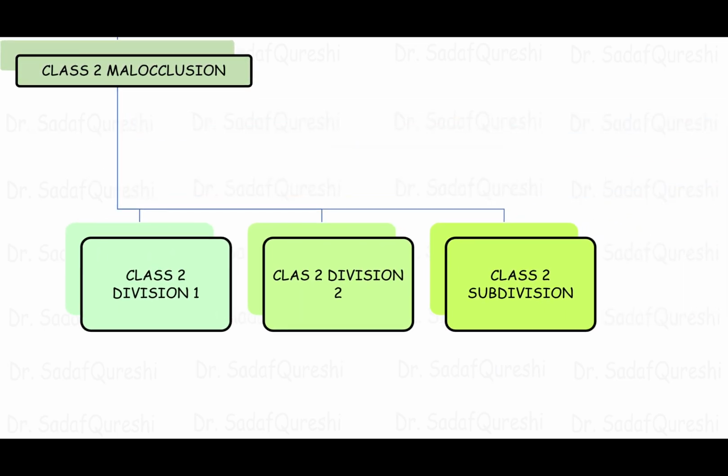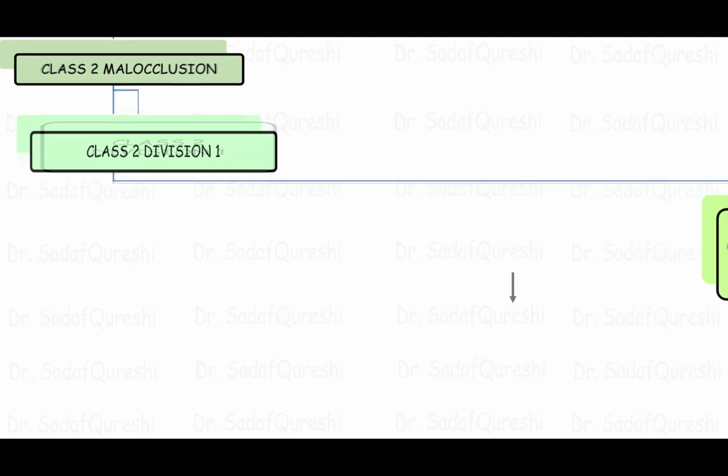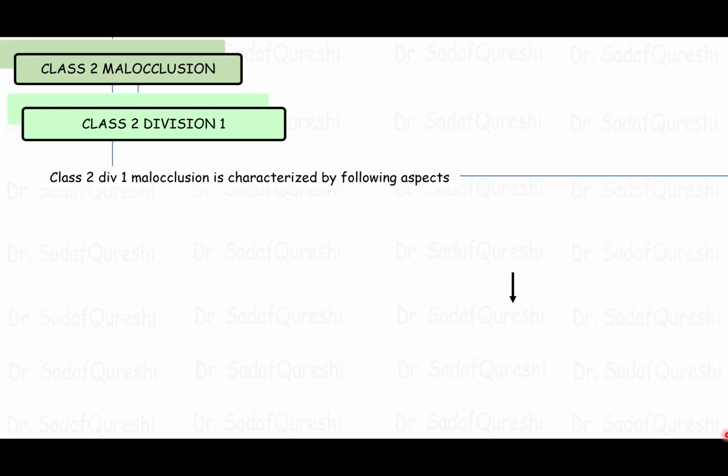As we know, class 2 malocclusion is further categorized into three categories: class 2 division 1, class 2 division 2, and class 2 subdivision. First, we will talk about Class 2 Division 1. Class 2 Division 1 is characterized by the following aspects.